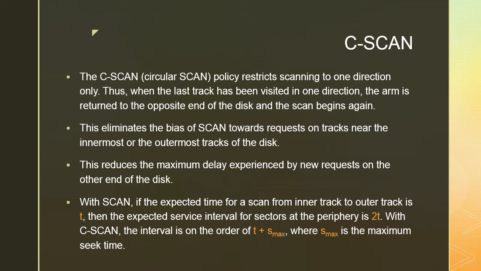With SCAN, if the expected time for a scan from inner track to outer track is T, then the expected service interval for sectors at the periphery is 2T. With C-SCAN, the interval is on the order of T plus Smax, where Smax is the maximum seek time. In SCAN, we move from one end to the other, serving requests in T time. So we move from one end back to the same end, serving requests both when we are moving away and when we are coming back, in 2T time.